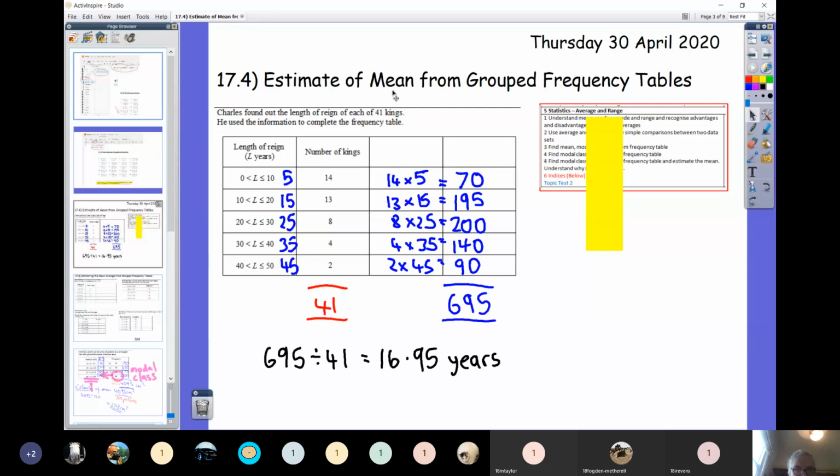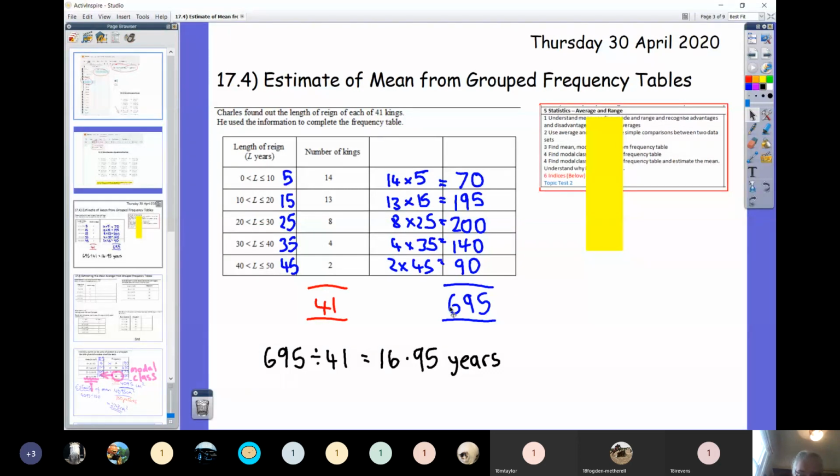We say, right, 14 kings reigned for 5 years, 14 times 5, that's 70 years. 13 kings reigned for exactly 15 years, 13 times 15 is 195 years. So we do this usual cross multiplying, 8 times 25, 4 times 35, 2 times 45, and that gives us these numbers over here. So we then add up all of these years here to get 695 years, okay?